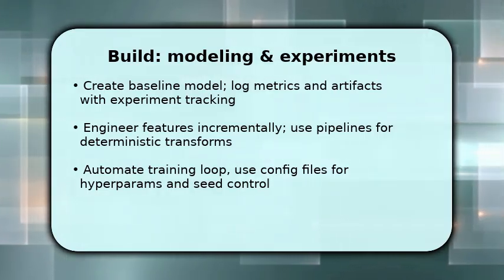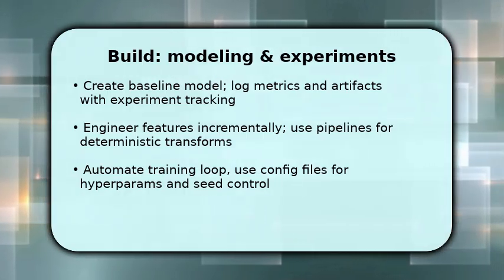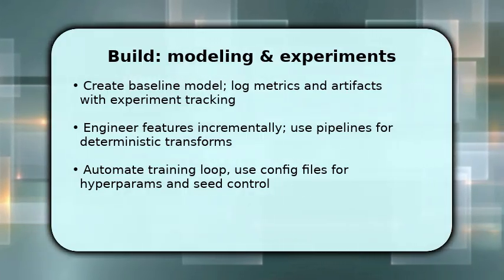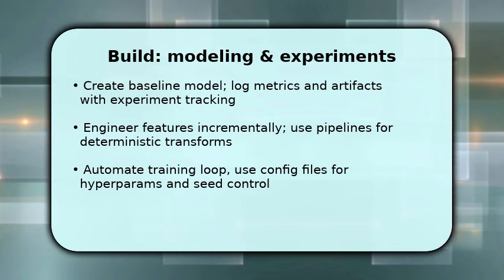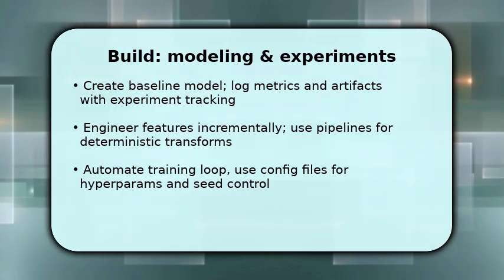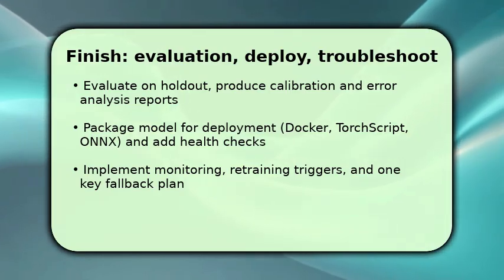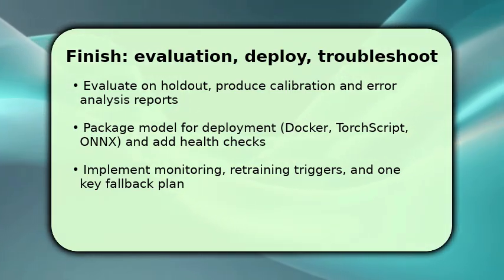Then iterate on model choices and hyperparameters via config-driven runs, keeping random seeds fixed. Make sure to version code, data hashes, and model checkpoints to compare results reliably and roll back when needed. You complete the build by thoroughly evaluating on holdout data and running calibration and error analysis to understand failure modes.